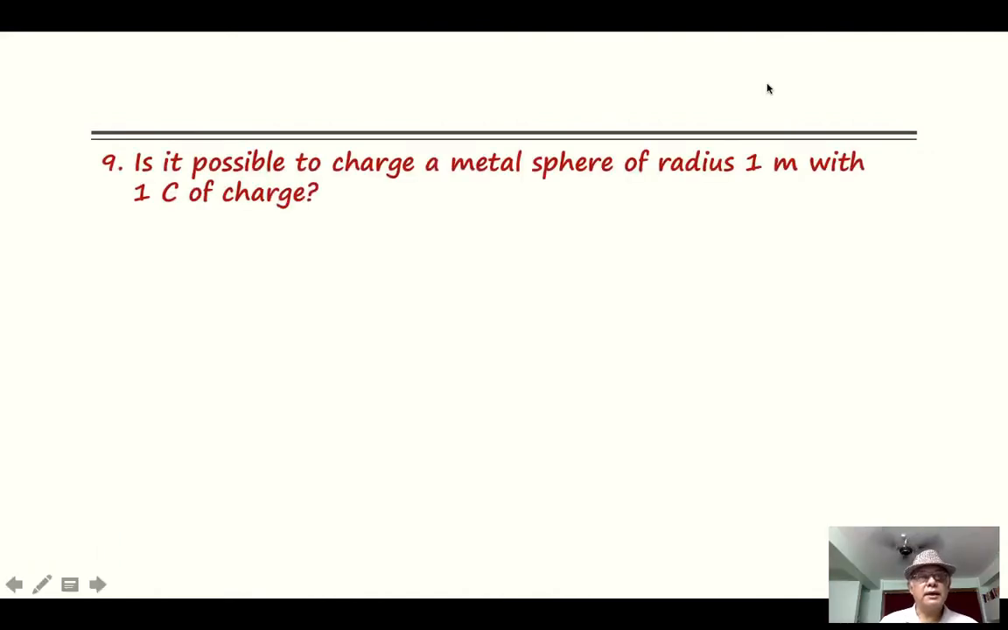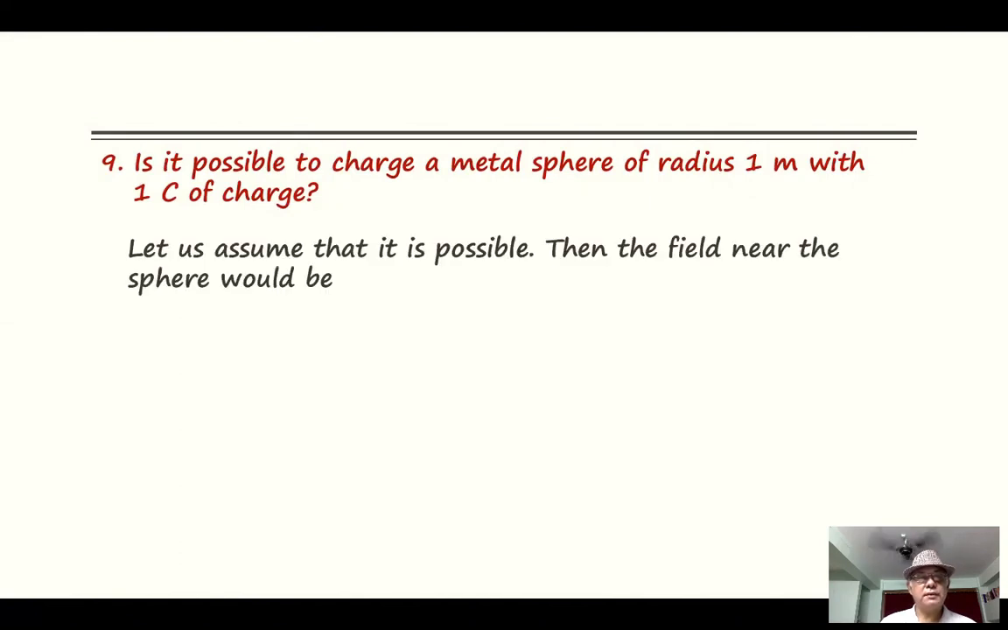Number 9. Is it possible to charge a metal sphere of radius 1 meter with 1 coulomb of charge? Let us assume that it is possible. Then the field near the sphere would be E equal to 1 by 4 pi epsilon naught Q by R square, equal to 9 into 10 to the power 9 into 1 by 1 square, equal to 9 into 10 to the power 9 volt per meter.